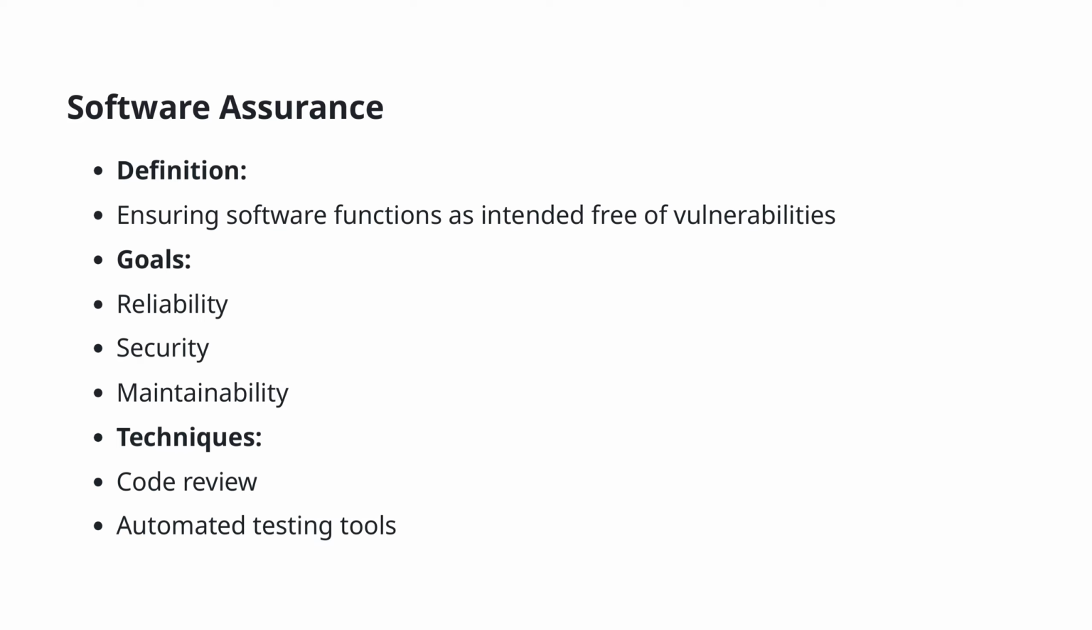Code reviews involve a thorough examination of the software's source code by developers other than the original author, providing a fresh perspective to identify potential issues. Automated testing tools, on the other hand, use predefined rules and algorithms to test the software, offering a scalable and efficient way to detect flaws. Both of these techniques are essential in building robust, secure, and maintainable software.